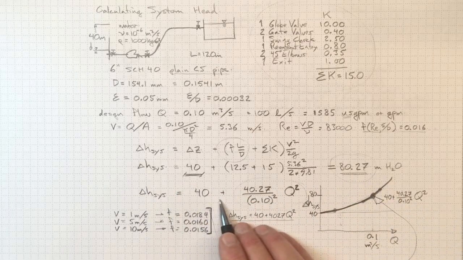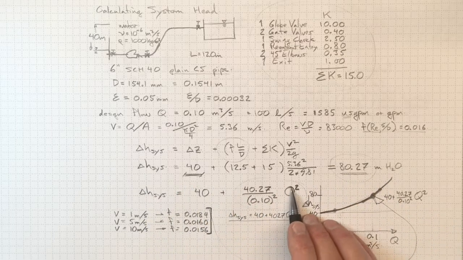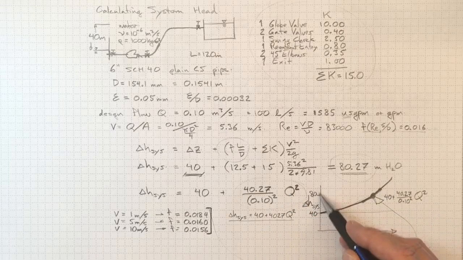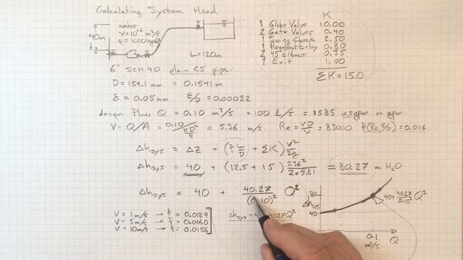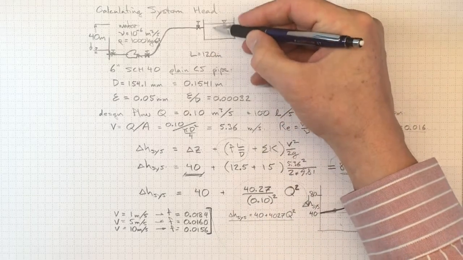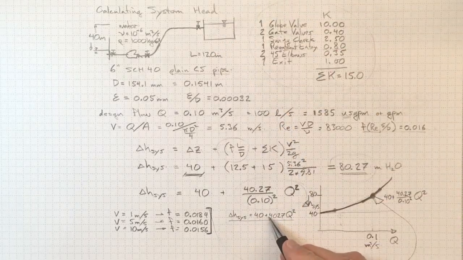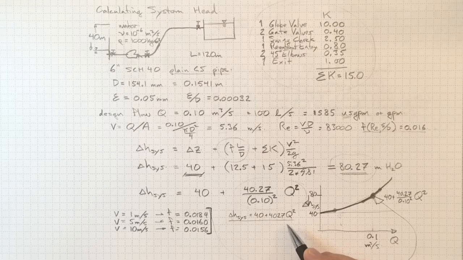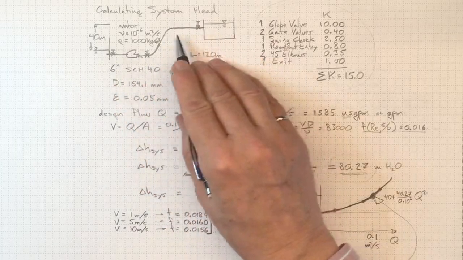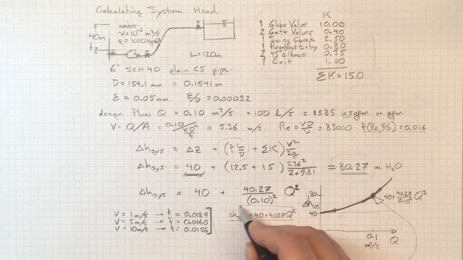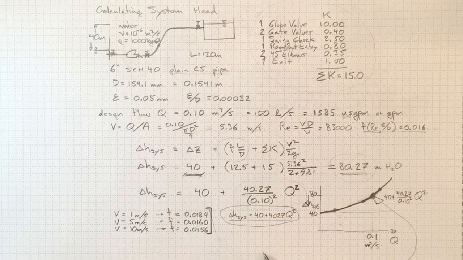And we generalized that to what it would have to be for a variety of different flow rates to get this curve here. And if I calculate those numbers out, this system head is going to have to be 40 meters to overcome the elevation change, plus 4,027 times Q squared to overcome the friction losses and the minor losses along the way in the piping.